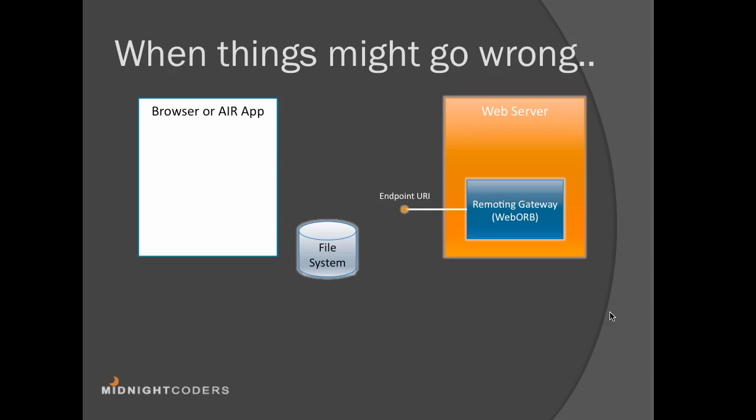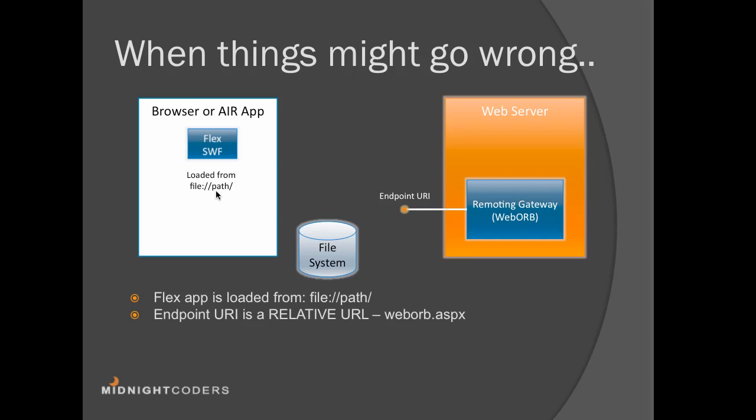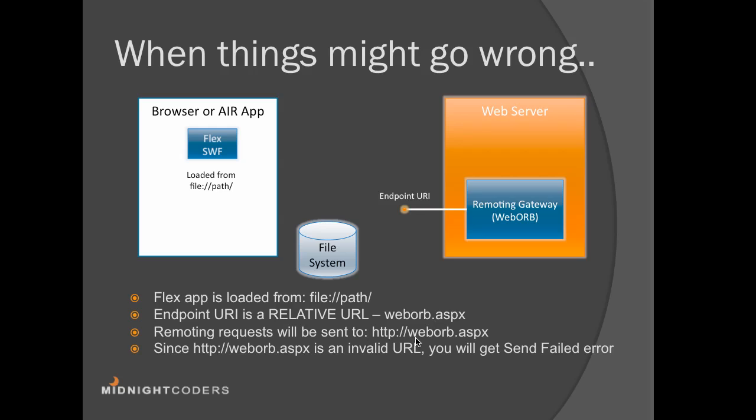However, there are some scenarios when things could go wrong. For instance, in case of a browser or AIR application, if it loads the same Flex application from the file system, the Flex application is loaded, and you can see that the path that it was loaded from is just file: followed by some path. It is not an HTTP URL. As a result, since the URL embedded in the Flex application is relative, remoting requests are going to be sent to http://weborb.aspx.